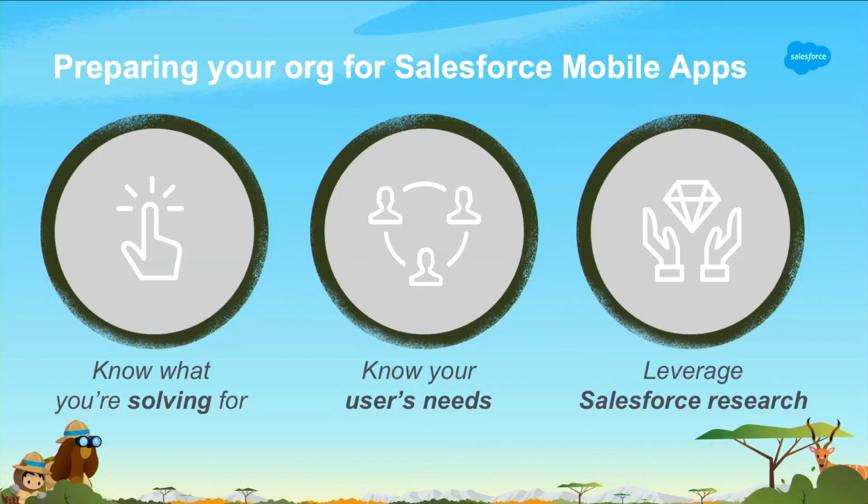So, in essence, in summary, we talked about these 3 things. Knowing what you're solving for. So again, aligning the business goals and the user goals together, doing the discovery to really get a deeper understanding of your user needs, and then leveraging the research that we've actually already done to help you along the way.